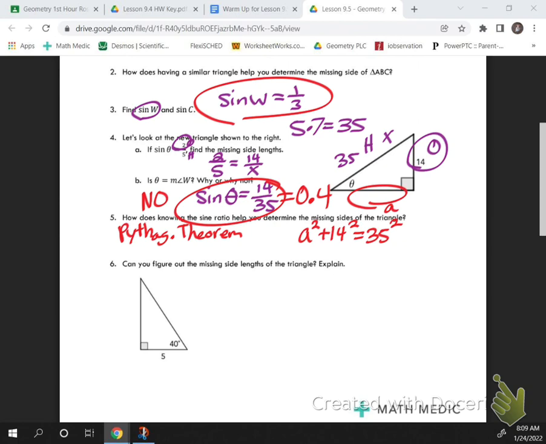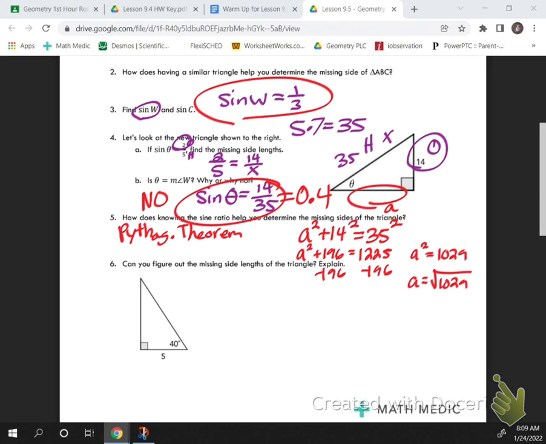Sine got us two sides. Don't forget, the Pythagorean theorem is part of this unit. Okay, we did it last semester, but you're also going to be using it on this test too. Number 6. Can you figure out the missing side lengths of this triangle? Explain. Take a look at this right now. Can you figure out the missing side lengths with the information given? Try it right now with your partner.